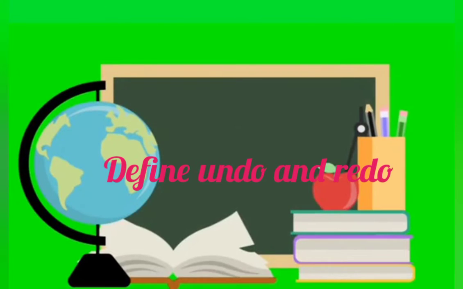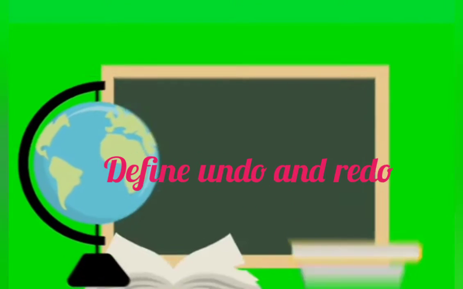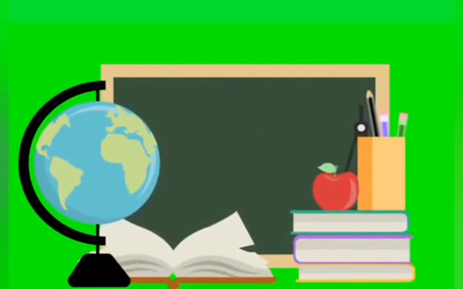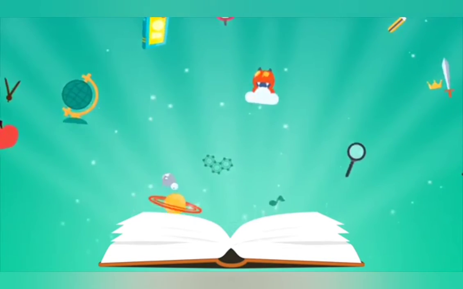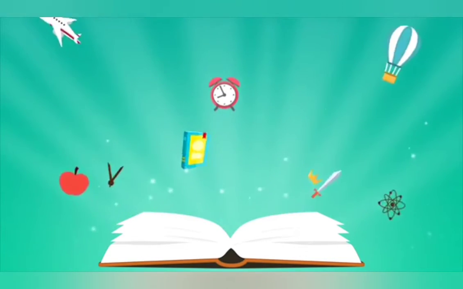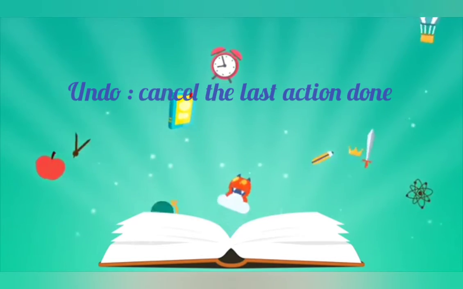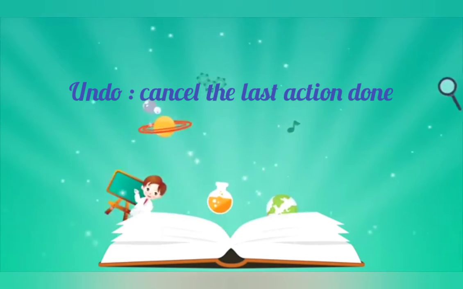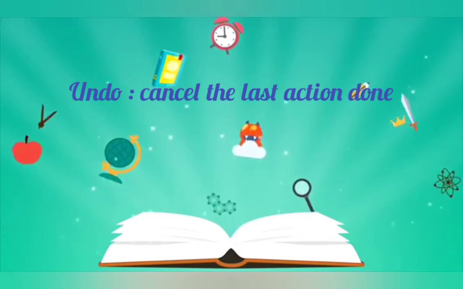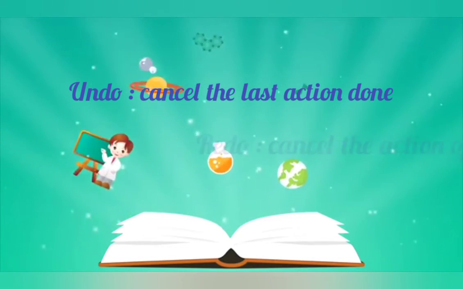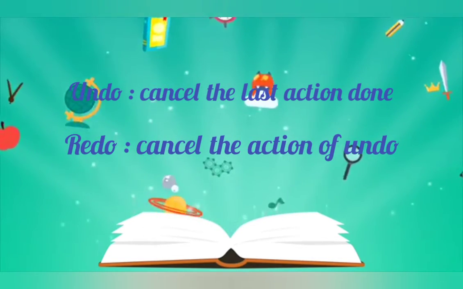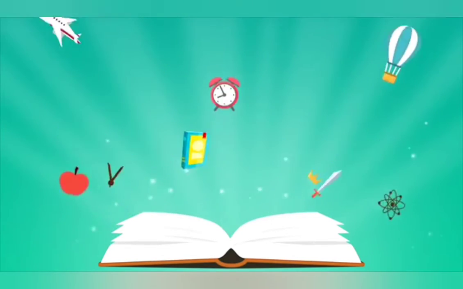Next question is, what is undo and redo? Or define undo and redo. Try to say the answer. Undo command is used to cancel the last action done in the document, and redo command is used to cancel the action of undo command.